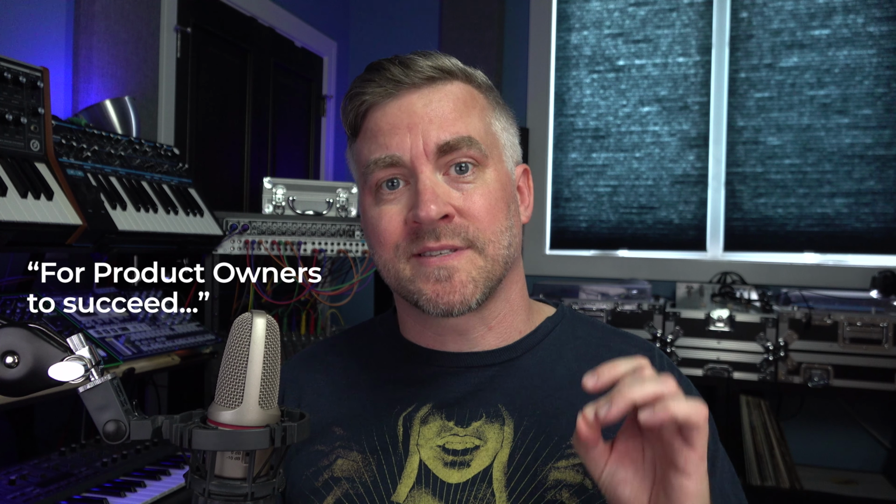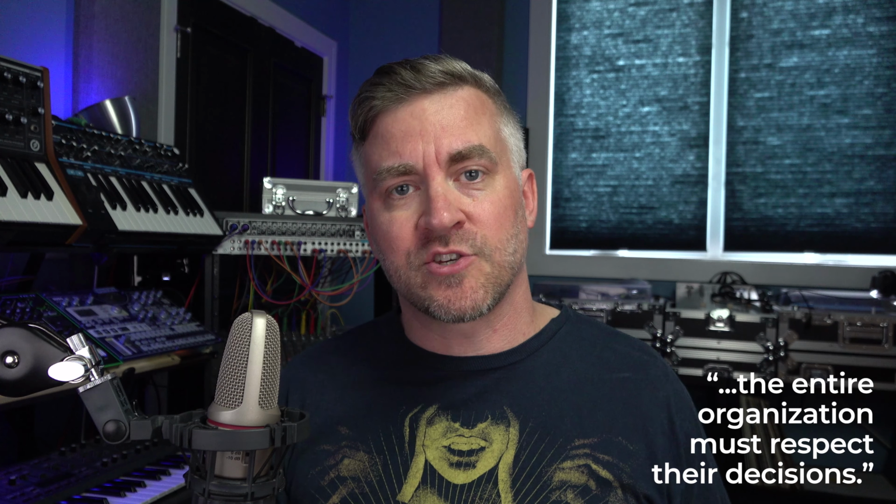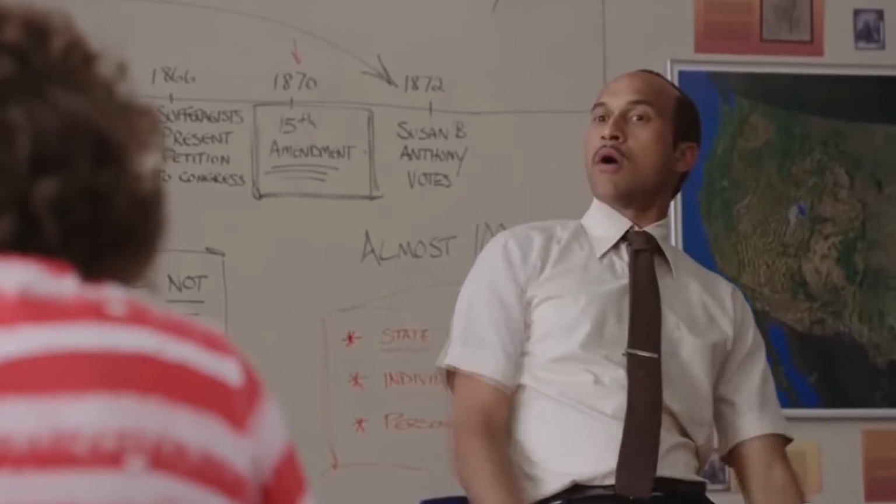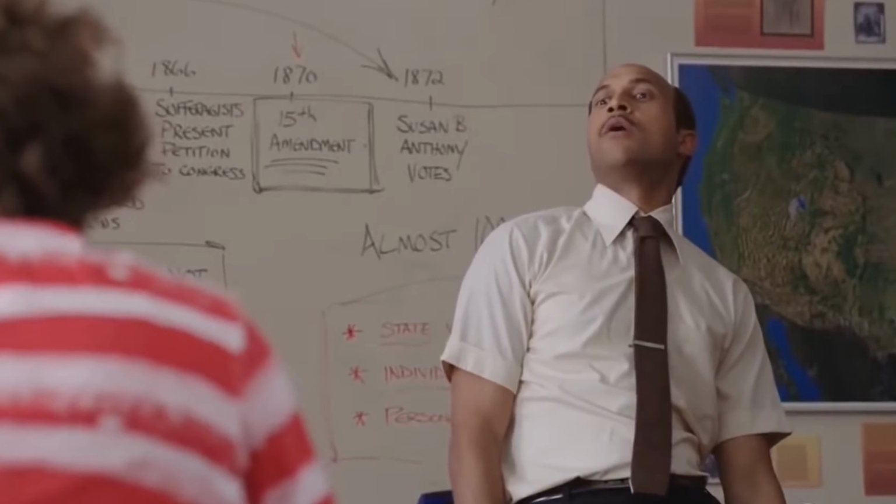Now I love this quote straight from the Scrum Guide. For product owners to succeed, the entire organization must respect their decisions. Oh, is that so? Is that shocking to you? The entire organization must respect their decisions? Well, hear me out. The decisions product owners make are visible in the product backlog. They're also visible in the inspectable increment at the sprint review.